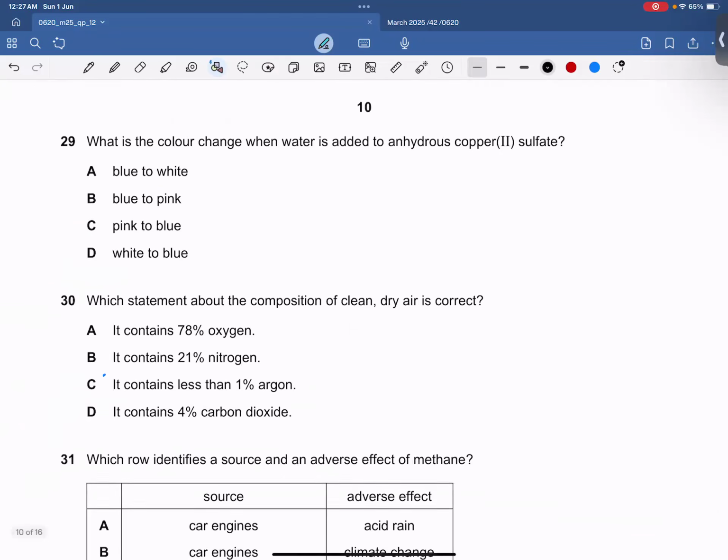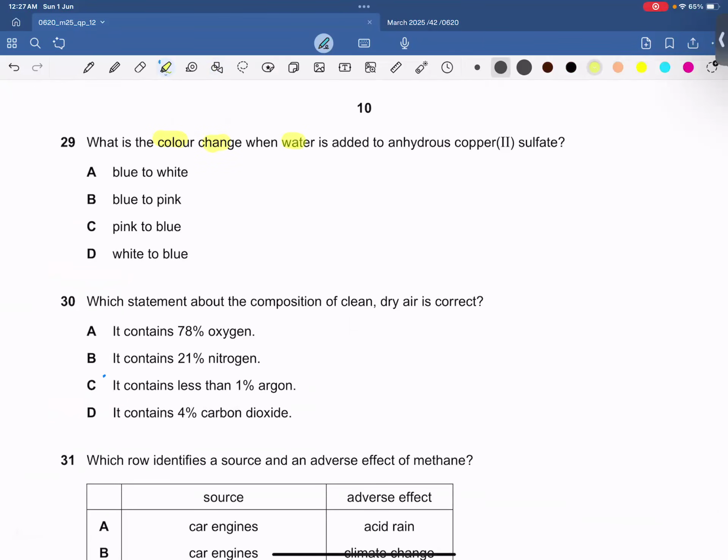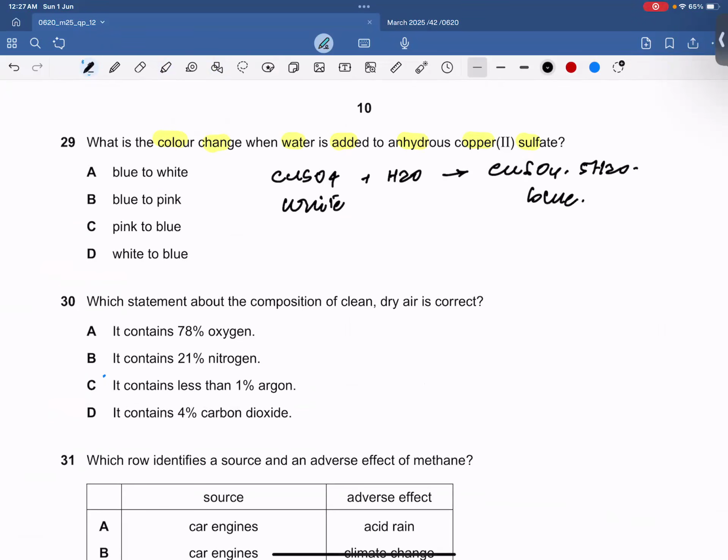Question 29. What is the color change when water is added to anhydrous copper sulfate? This is anhydrous copper sulfate, which is white. When you add water to it, it will turn to hydrated copper sulfate, which is CuSO4.5H2O. And obviously its color is blue. So white to blue is basically D. D is going to be the right answer.